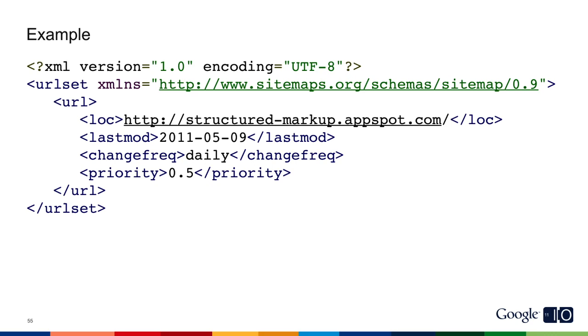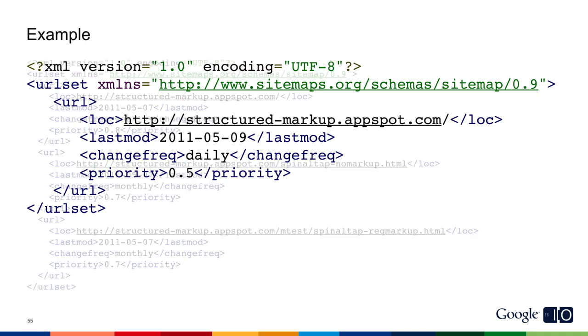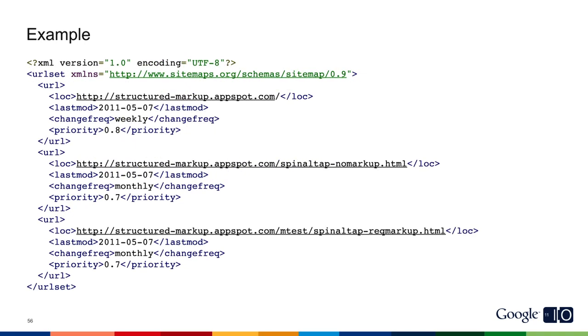And this is what the example might look like. So I've just added in the home URL of the examples I've been using so far on App Engine. I've added in a date that it changes daily, and I've added the default priority. And of course, this is really easy to expand to include the other pages on my site as well. And maybe once I add those, I realize my home page is a 0.8, and these other pages are a 0.7, just slightly less in priority.